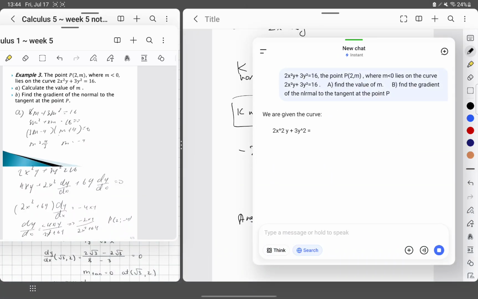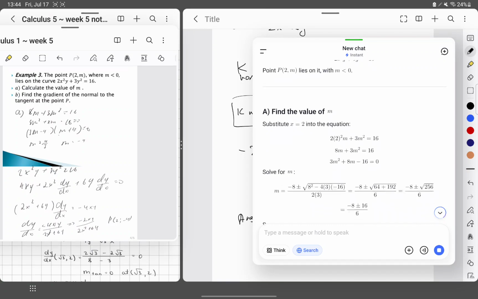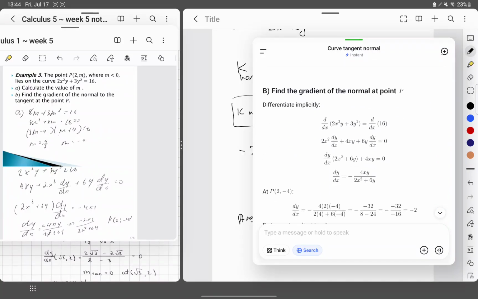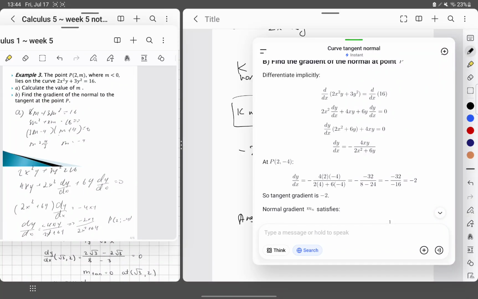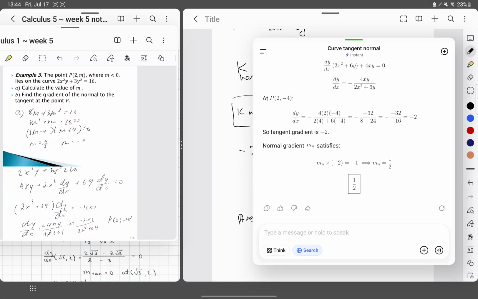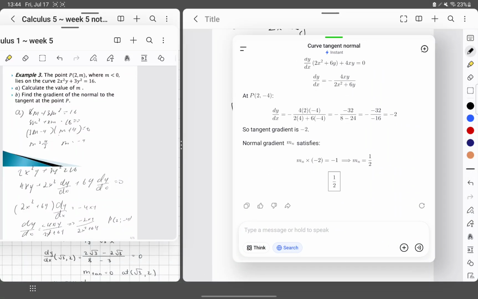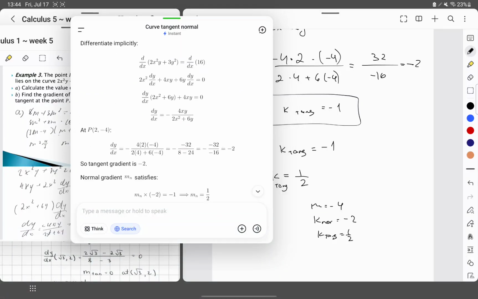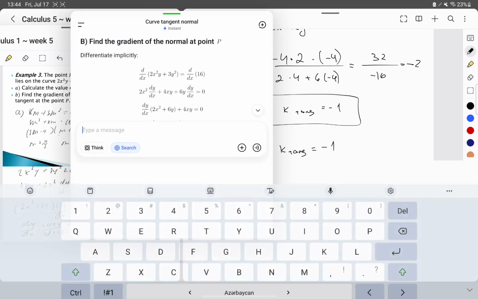Find the value of m: m is -4. Then find the gradient at the tangent. Why is this tangential? I forgot it maybe, but let me check.